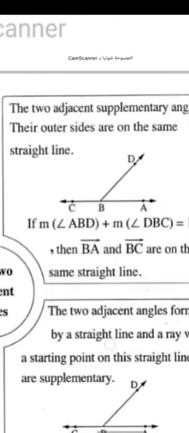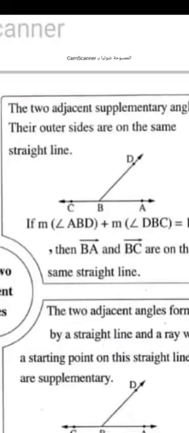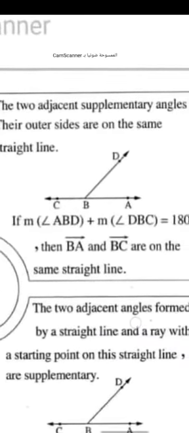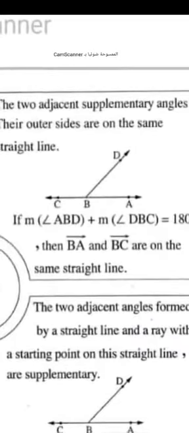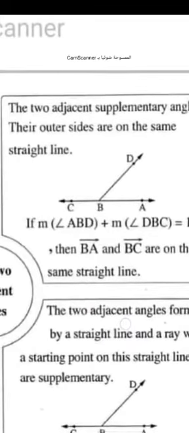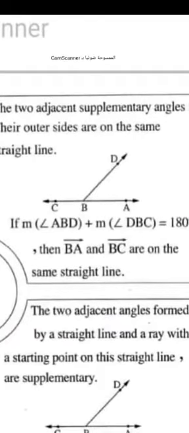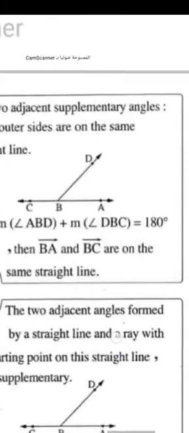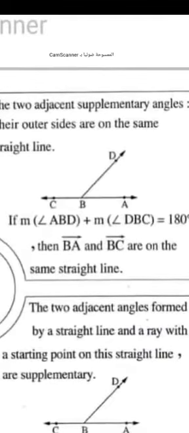Okay? Next. The two adjacent supplementary angles, their outer sides are on the same straight line. For example, in this figure we have two angles, CBD and DBA. If the measure of angle ABD plus the measure of angle DBC is equal to 180, it means the ray BA and the ray BC are on the same straight line.